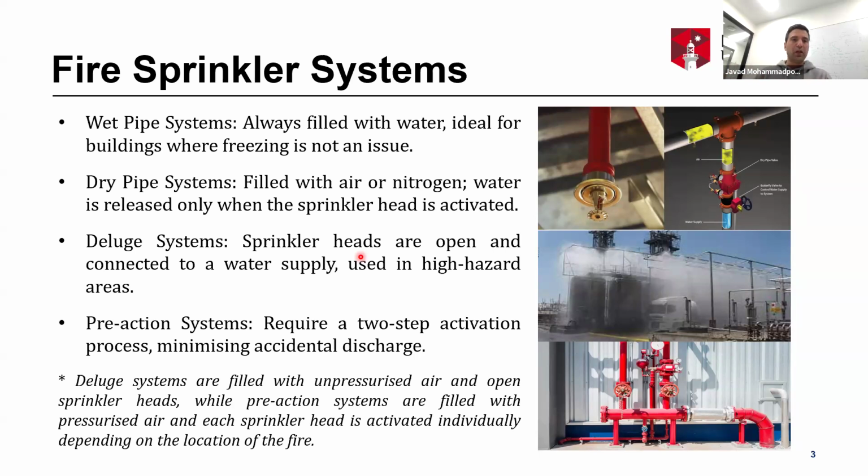the sprinkler. So here there is a note, and it shows that the deluge systems are filled with unpressurized air and open sprinkler heads, while the pre-action systems are filled with pressurized air, and each sprinkler head is activated individually depending on the location of the fire. So the pre-action system is very efficient and effective for preventing any false alarm.